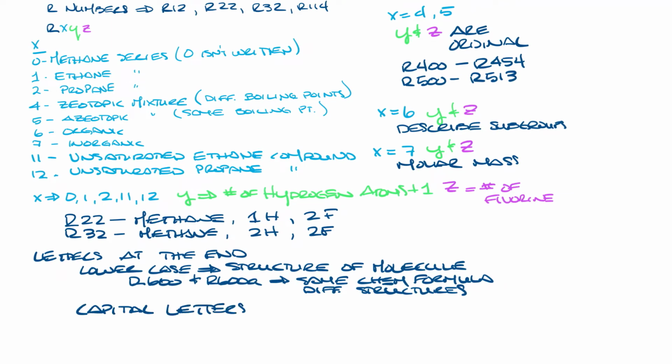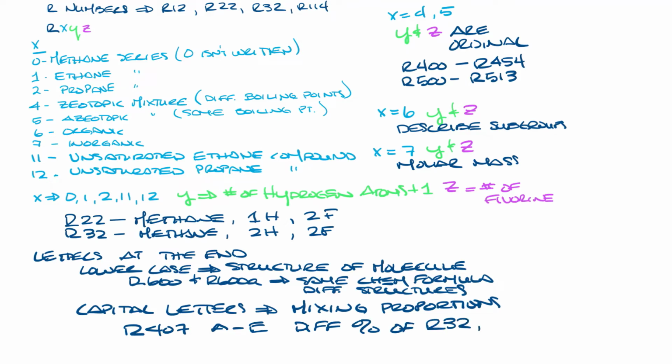Capital letters describe specific mixing proportions of different components. For example, R407 has A through E in capitals. And there are different mixtures of refrigerants R32, R125, and R134a, but each letter designates a different ratio.